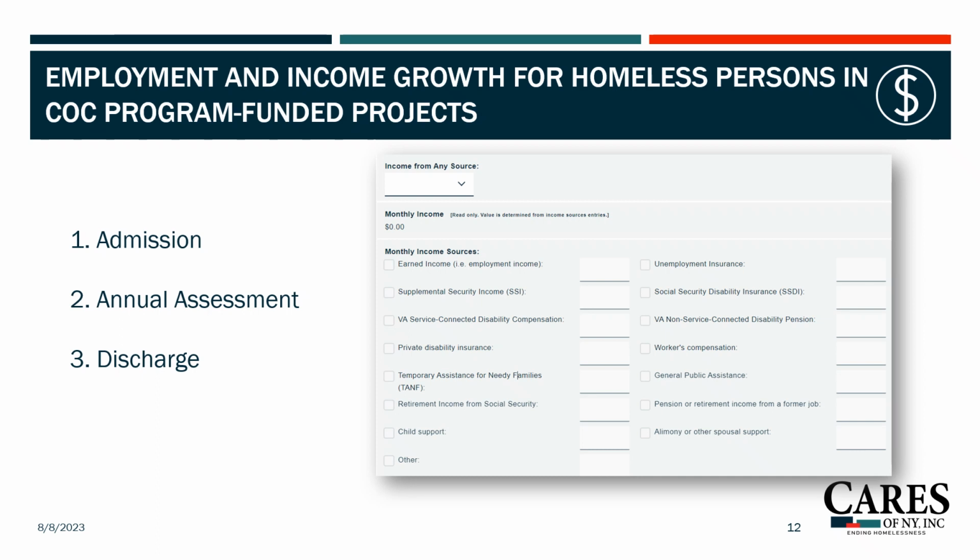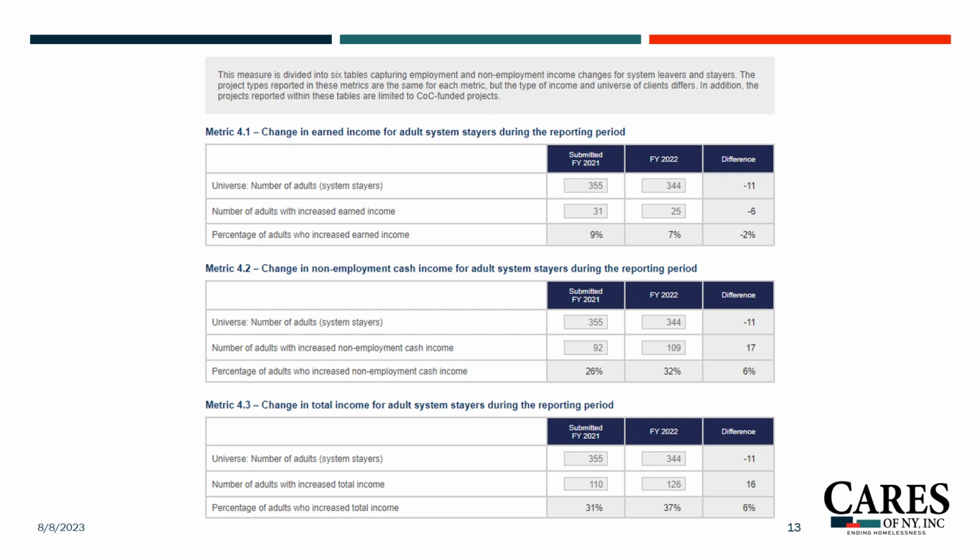Date of birth is also important for this measure, as only persons over the age of 18 are required to have this income information collected, even adult family members. Any person in a household age 18 or above should be asked for this information. When submitted to HUD, the measure is broken down into stayers and leavers. A stayer is a person age 18 or older who was enrolled for at least 1 year during the reporting period. A leaver is any person who was discharged from a project during the reporting period.